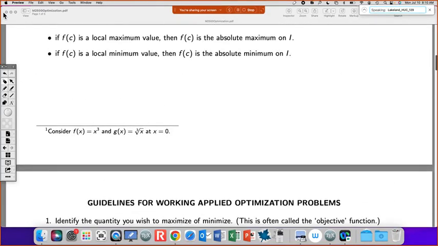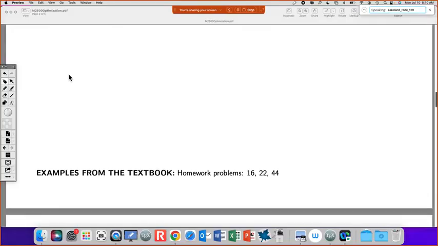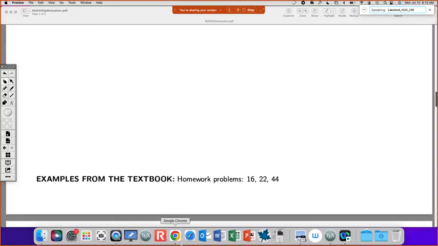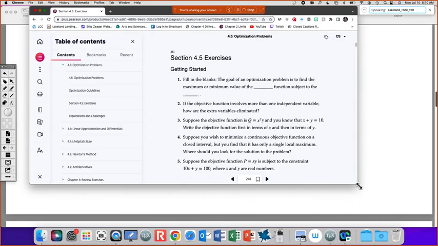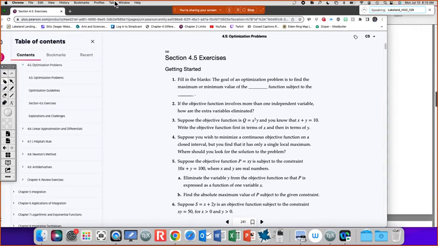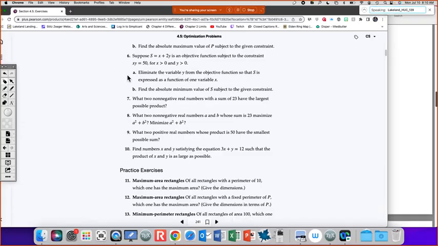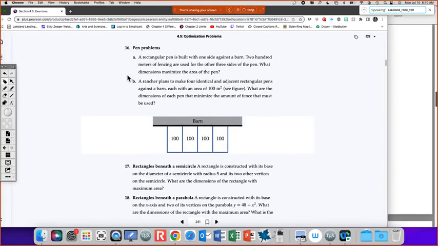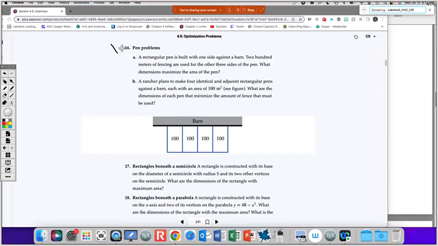All right. So let's take a look at these problems in the book. I've got the book here virtually. So section 4.5. This is where your homework's going to be. So we want to take a look at number 16. This is classic. There's a good chance you encountered this sort of thing back in pre-calculus in some kind of algebra class. So we're trying to build a rectangular pen with one side against the barn. 200 meters of fencing are used for the other 3 sides of the pen. What dimensions of the pen maximize the area of the pen?